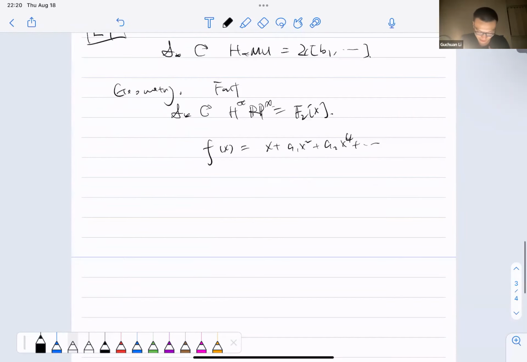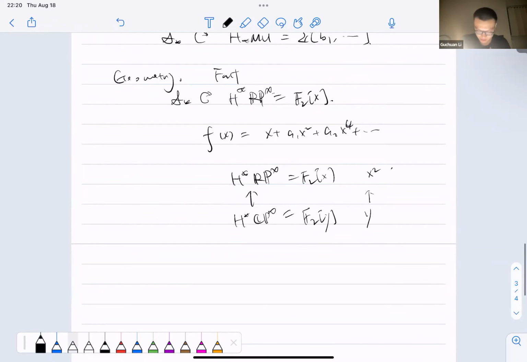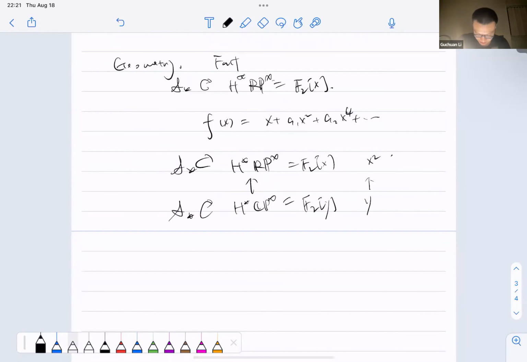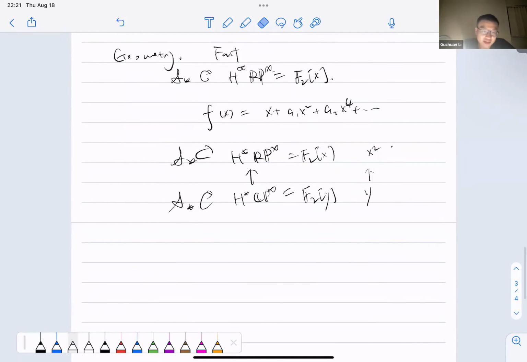And what helps us here is, once you know the RP infinity case, you know the CP infinity case, because you can include the real part in the complex part, which in turn gives a map the other way, sending y to x squared to match up the degree. So from the action above, I can see the action on CP infinity, which we know MU is closely related to. And then from this action, I can read off the actions on my BIs.